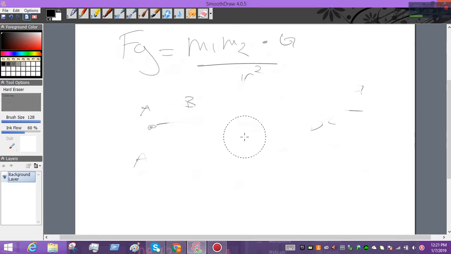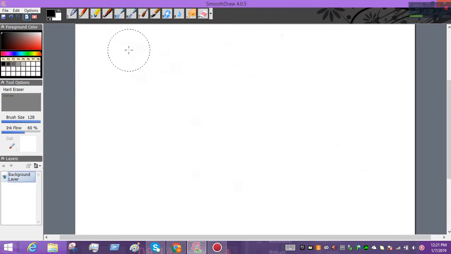Okay. So let's go ahead and do another universal law of gravitation one. Okay, so a moon of mass m orbits a planet of mass 100 m.